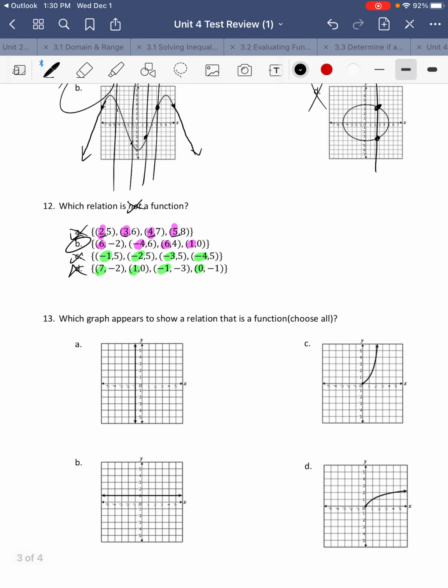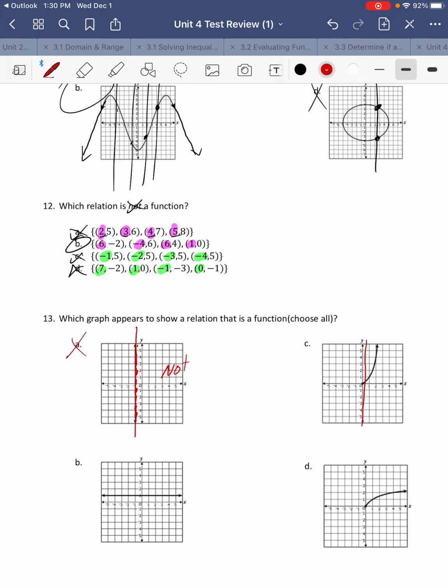Which graph appears to show a relation that is a function? Do a vertical line test. Draw a vertical line right here. It's hitting an infinite number of times, not just once, but way more than once, so that's not a function. So nope.